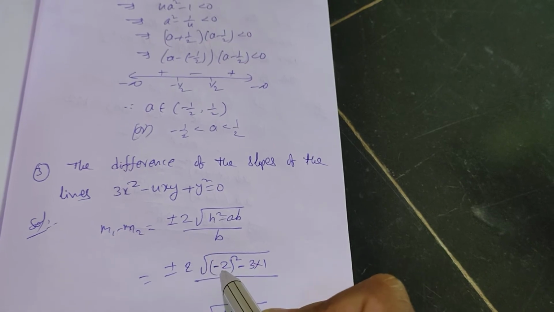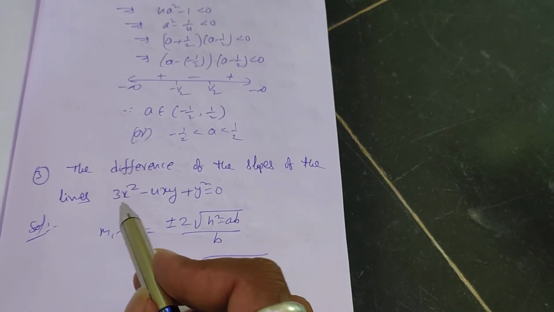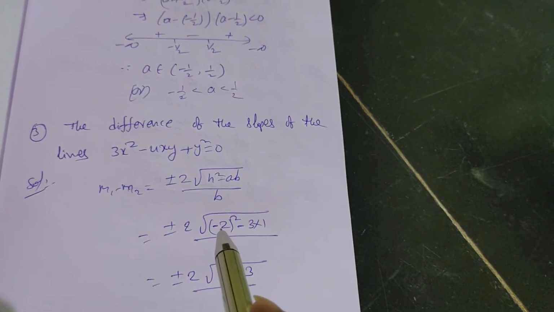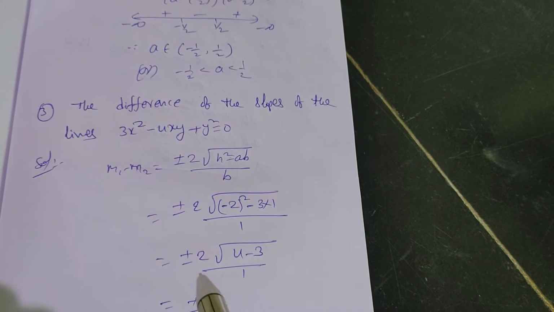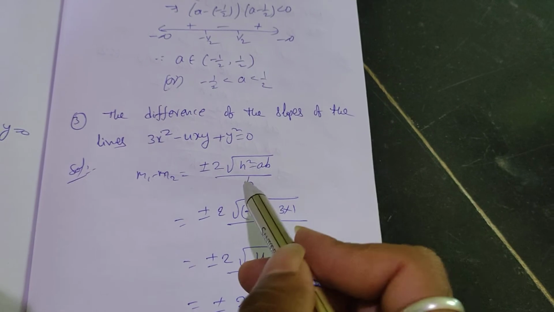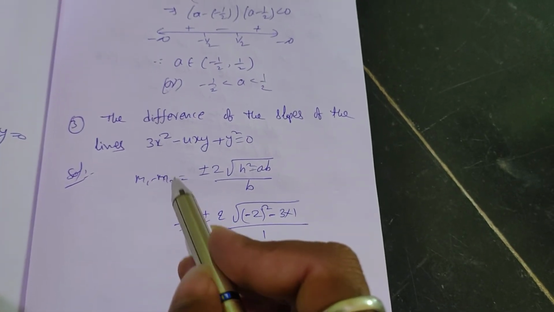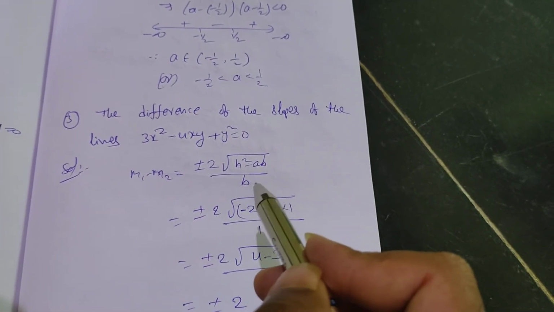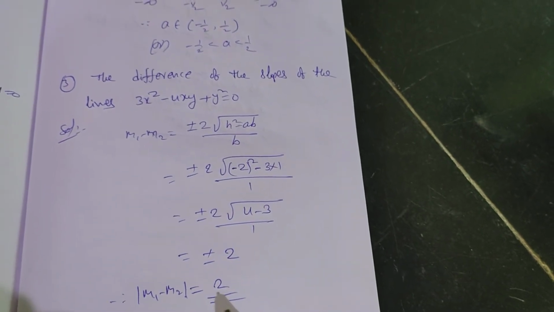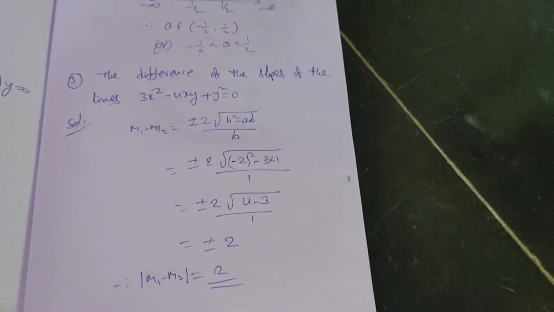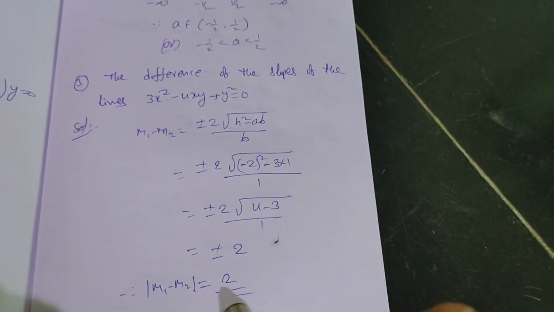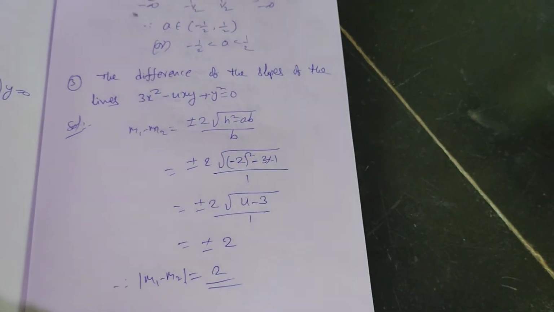Minus 4 by 2 means minus 2, whole square, minus a means 3, b means 1, 3 into 1, by 1. This is equal to plus or minus 2 into root over minus 2 whole square, that is 4, minus 3, by 1. So plus or minus 2 into root over 1 by 1, that is plus or minus 2. If you want to get the modulus of m1 minus m2, or if you want to keep the modulus here, then you get only plus 2. So modulus of m1 minus m2 is equal to 2. Okay, anyone can follow. So maybe if the options are only with the plus symbol, we have to keep this one.